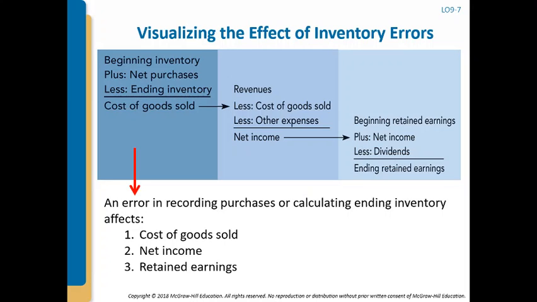Because net income is added to beginning retained earnings and it's wrong, that means your ending retained earnings is wrong. So bottom line is an error in recording purchases or calculating ending inventory affects cost of goods sold, therefore net income, and therefore retained earnings.